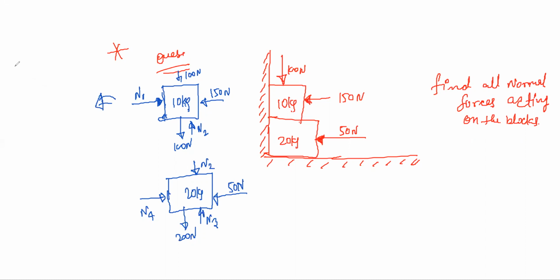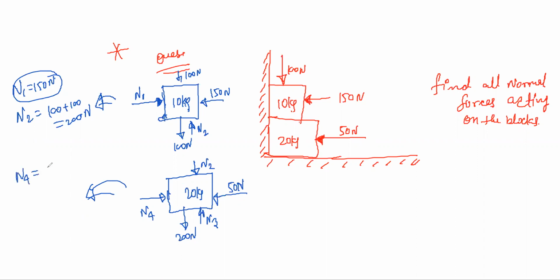Left force is equal to right force, isn't it? Yes, sir. And N1 is equal to 150 Newton. And what will be N2? N2 will be equal to 200 Newton. 100 plus 100, that is equal to 200 Newton. Now, if we analyze this object, N4 will be equal to 50 Newton. Is this okay?